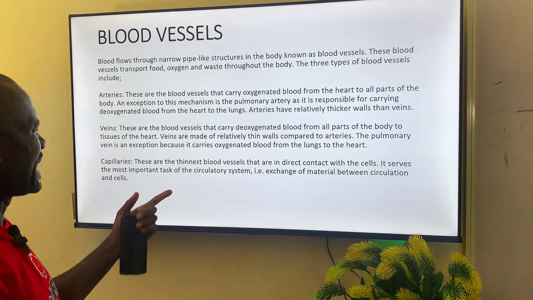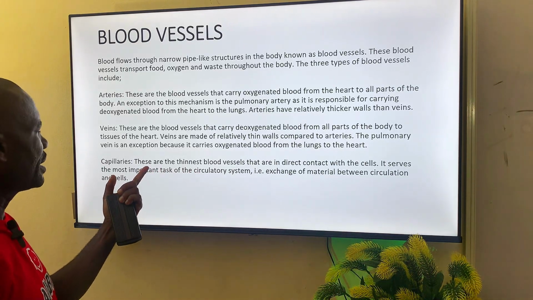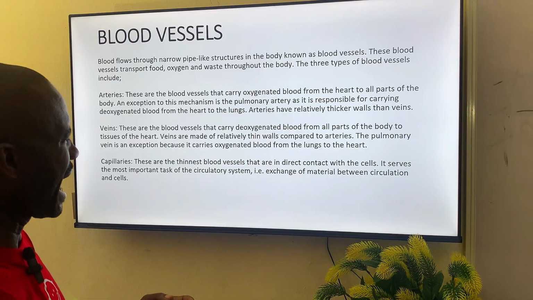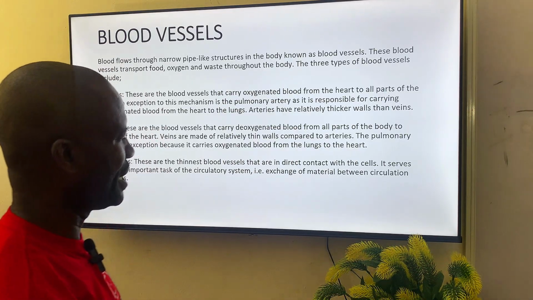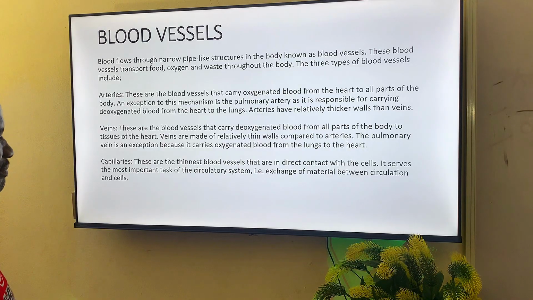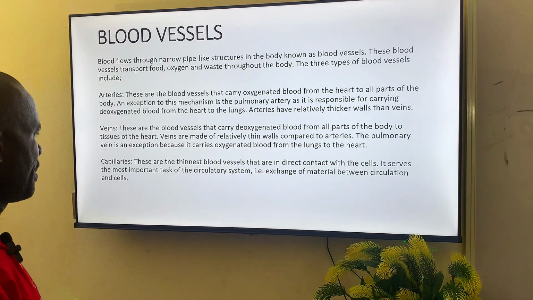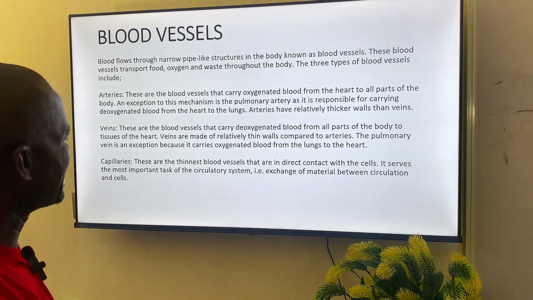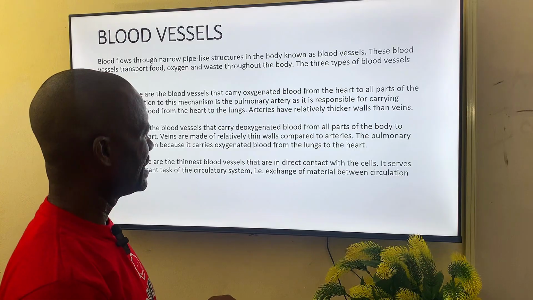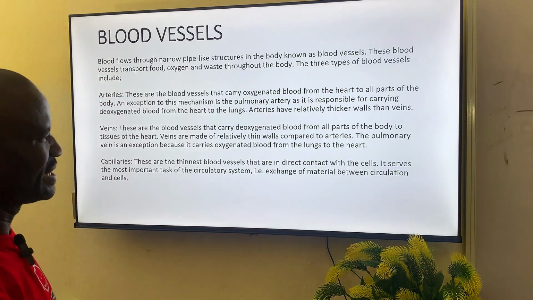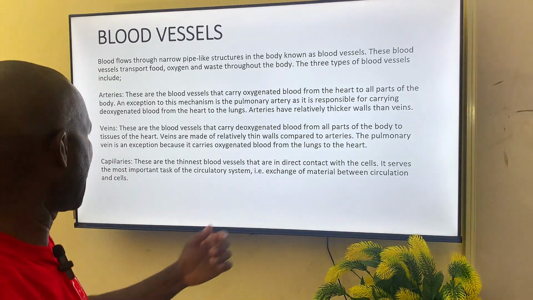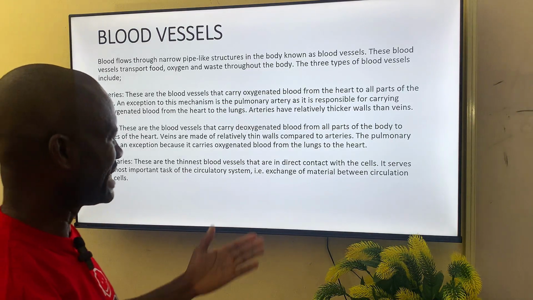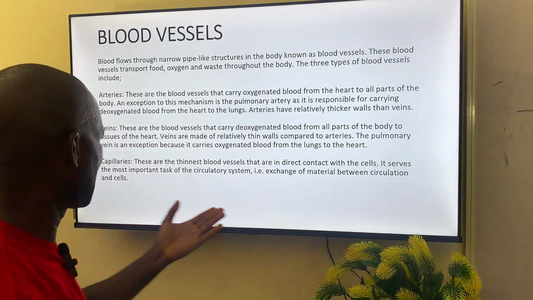Then these are the thinnest blood vessels that are in direct contact with the cell. Can I come again? Capillaries. These are the tiniest blood vessels that are in direct contact with the cell. They serve the most important task of the circulatory system, that is, the exchange of material between the blood and the cells.